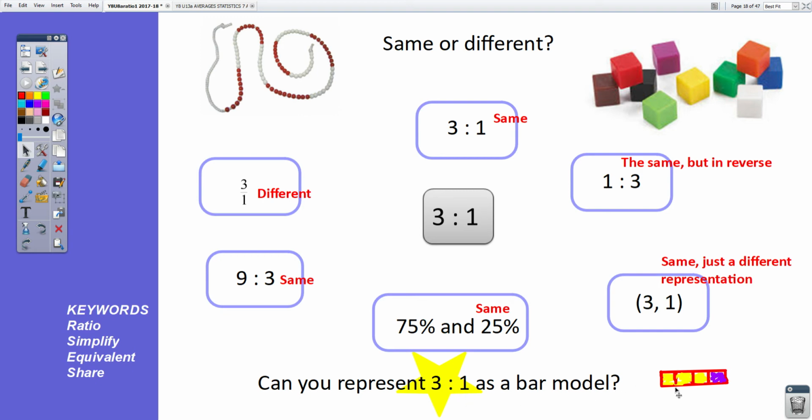Very poorly drawn diagram here. You would draw the 4 parts, shade the first 3 parts in one colour, and the final part, the 1 part, in a different colour. 3 to 1.